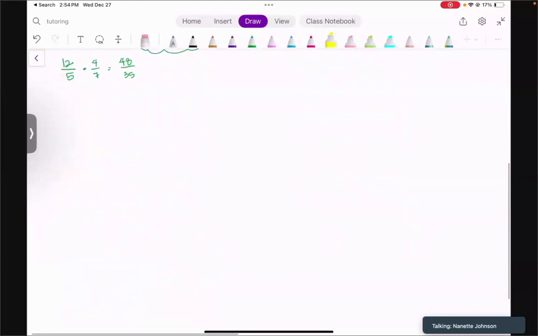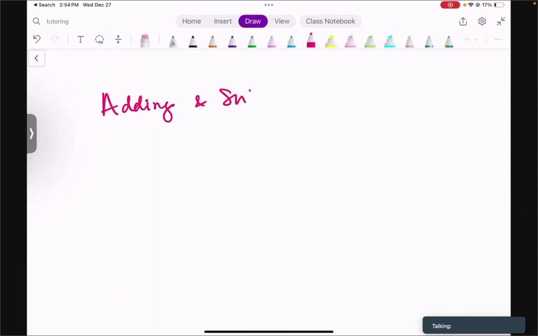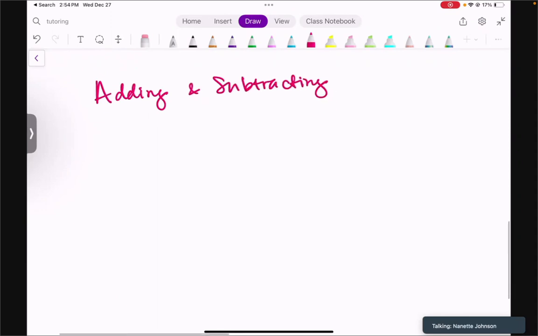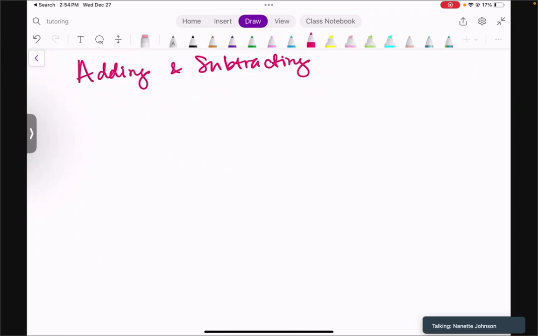Now adding and subtracting, I'm going to group together as one because really they're just the same. Hopefully you guys can read my writing. Okay, so adding and subtracting fractions, the way it works is in order to add things together, and this is true in your everyday world, whenever you're adding things together, they have to be the same.